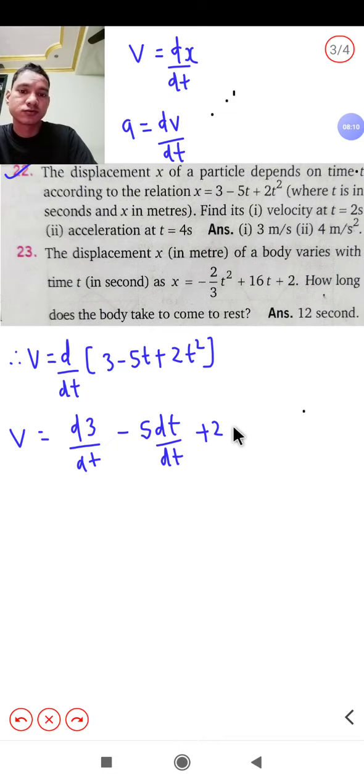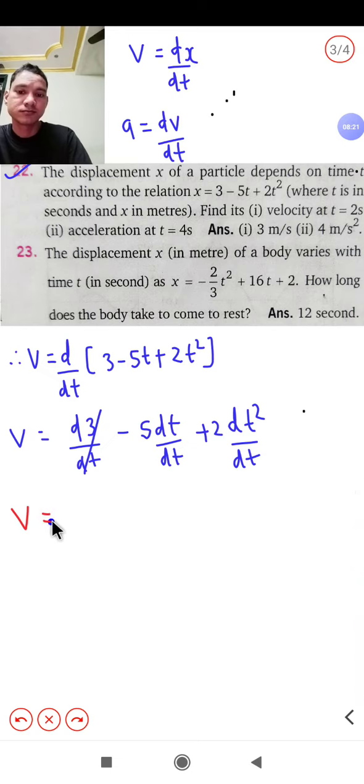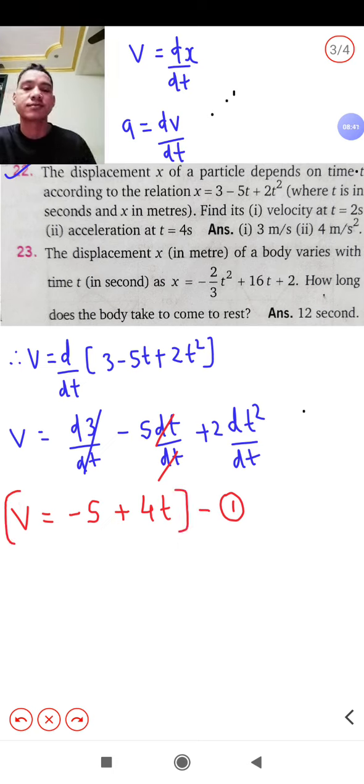Alright, 5 dt by dt plus 2 dt square by dt. So this will become 0. Differentiation of constant is 0. Here it will be minus 5. This will become 1. This power will come in front, 4t, and its value will decrease by 1. So only 1t will remain here. So this is the expression for velocity. Alright, we have got the expression for velocity.